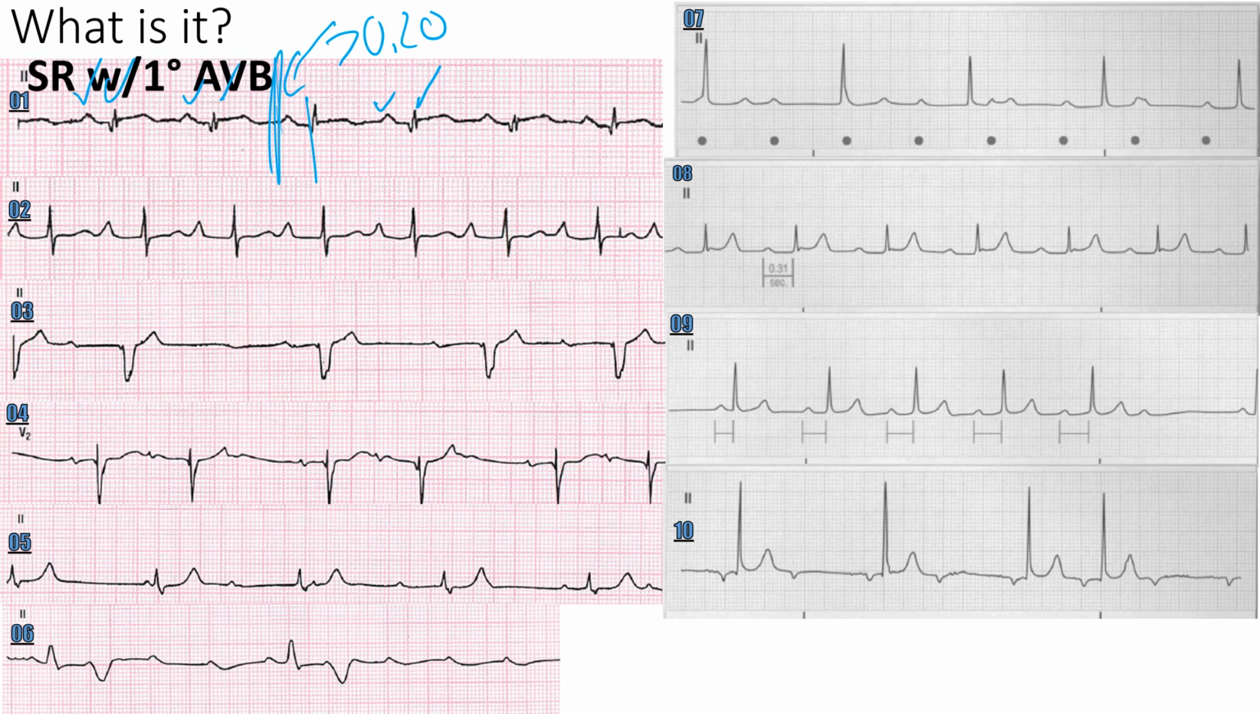And first degree AV blocks and second degree AV blocks, those are flavors of rhythms, right? You technically don't just have a first degree AV block. A first degree AV block is attached to another rhythm. So I have a sinus tach with first degree AV block. I have a sinus brady with a first degree AV block. I have a what else? I have a multifocal atrial tachycardia with first degree AV block, right? So they are flavors. They are not just their own thing.